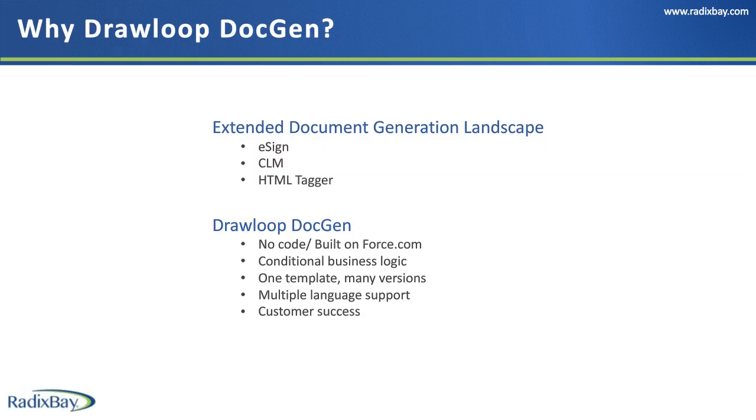So to quickly frame up the landscape that our products are in, and again, this is where some sort of document generation capability exists. Most of the tools or our competitors can be broken down into these three categories: e-sign tools, contract lifecycle management or CLM tools, and HTML taggers.